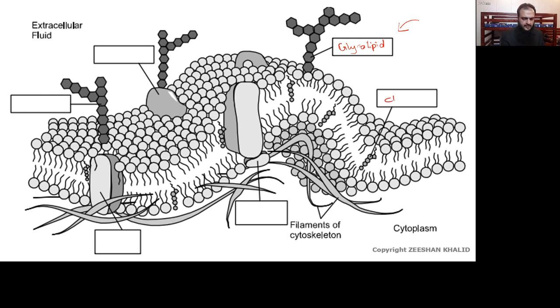And then this fellow is the cholesterol. And then this is a protein. It's a specific type of protein. We're going to talk about that. This is also a protein. Again, this is also a glycolipid because it's attached to the lipid, if you look at the diagram clearly. And then this is a glycoprotein, because the carbohydrate portion is attached to the protein. Okay, I hope that was helpful.